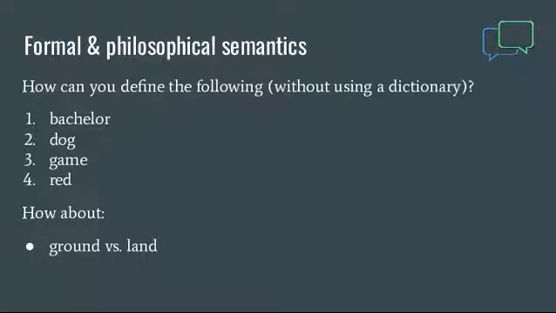What about ground versus land? What's the difference? Well, ground is in contrast to sky or air. Land, traditionally in English, is in contrast to water, sea, ocean. So it's kind of a relational concept, sort of like how bachelor is sort of relational. It's defined in terms of relation, not married. So these are problems for traditional semantics.